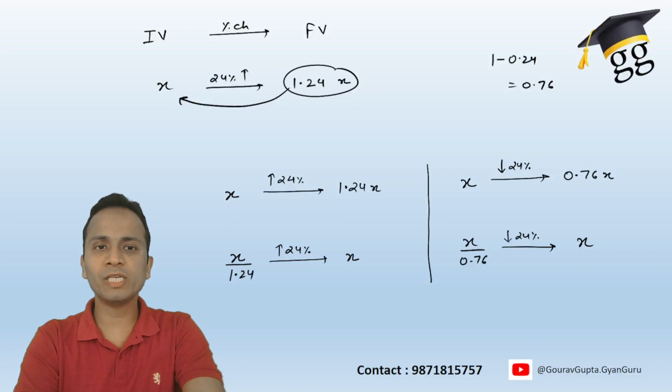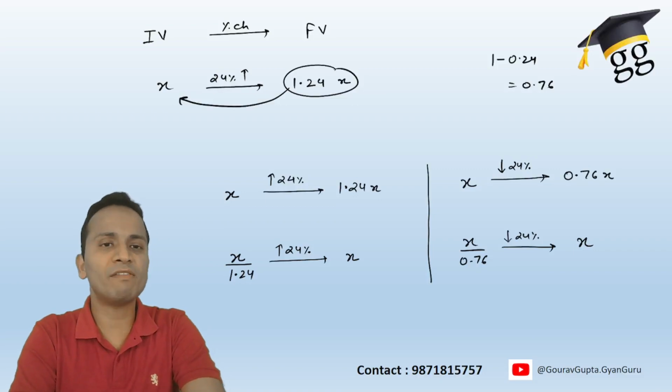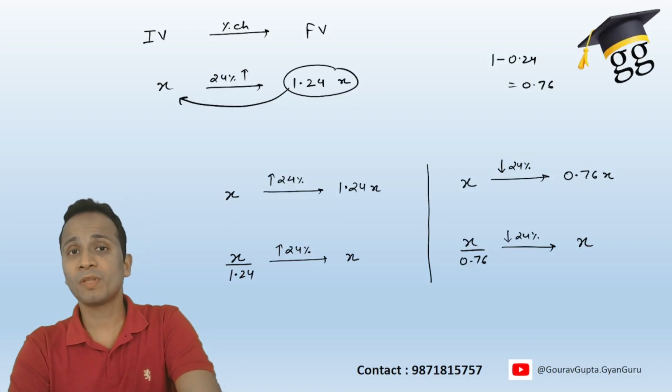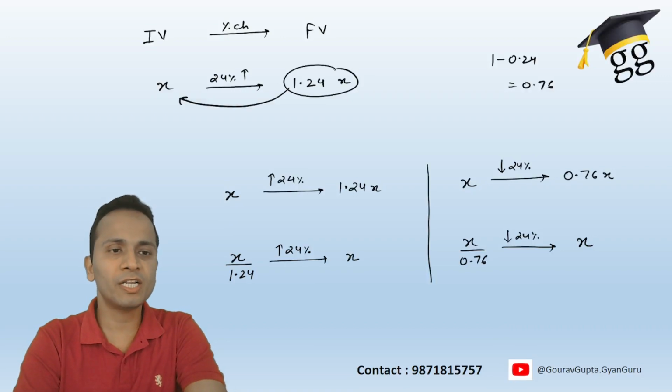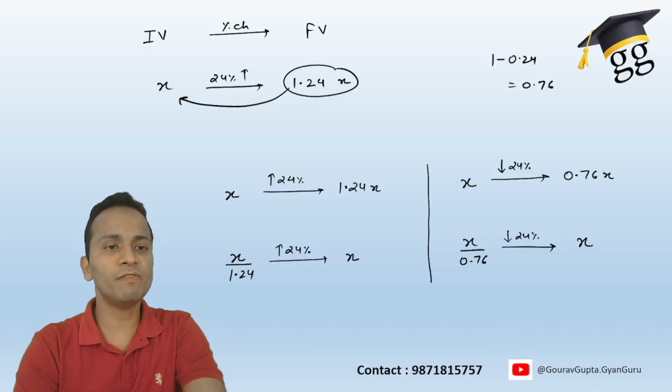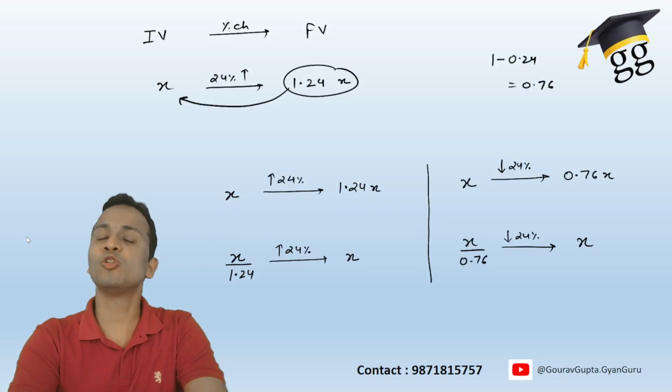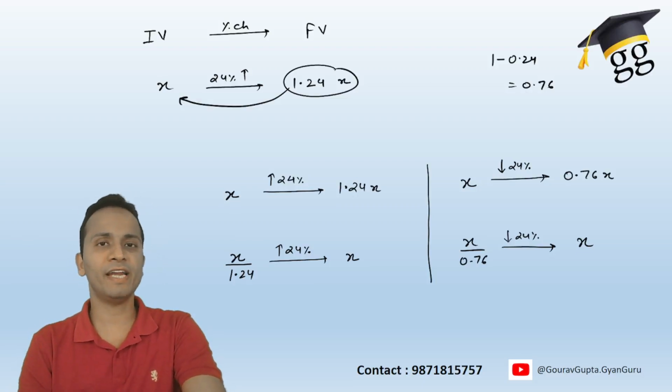So I hope using these 4 examples you would have understood how we have to generate the multiplication factor, and whether we are going from the initial value to the final value or from the final value to the initial value, when to multiply and when to divide.